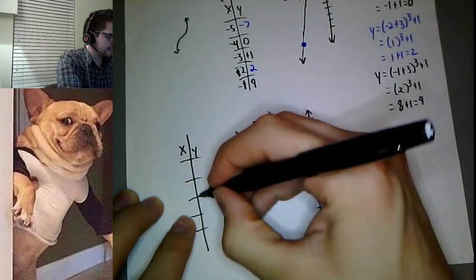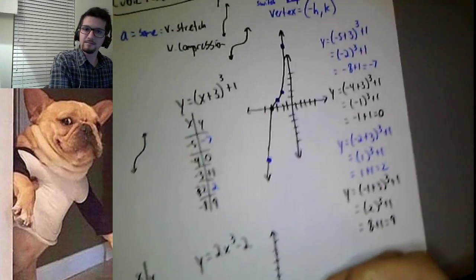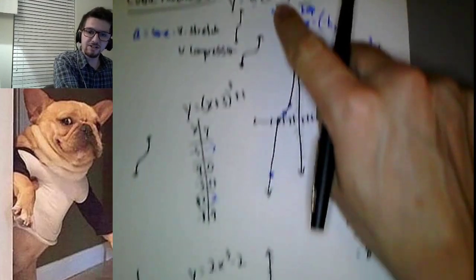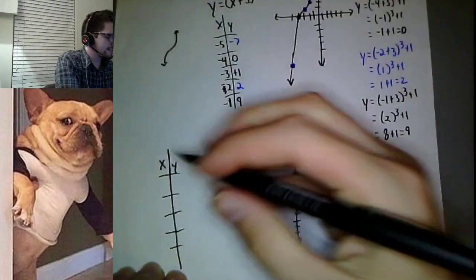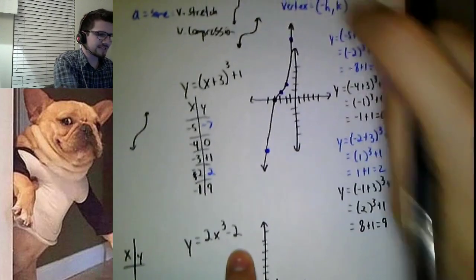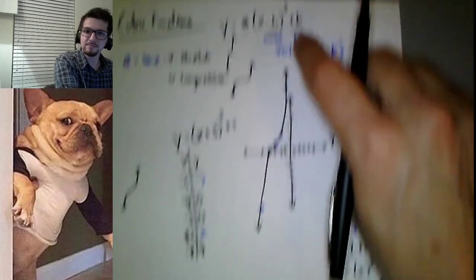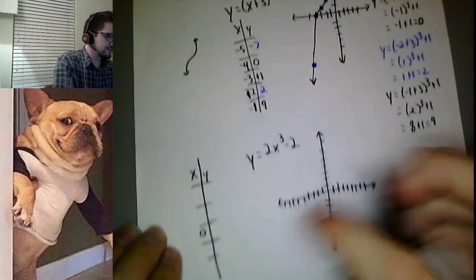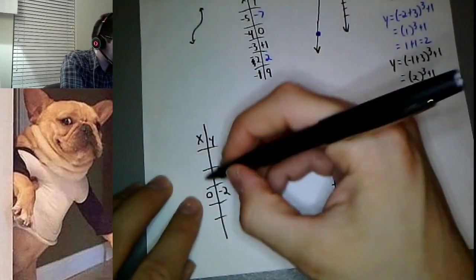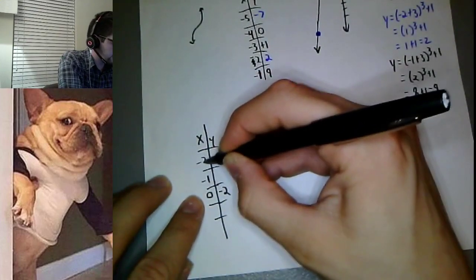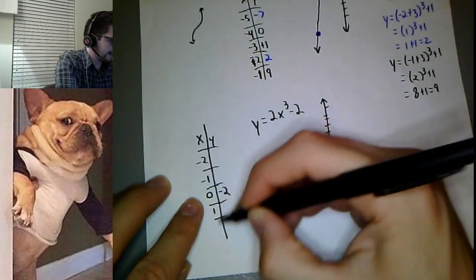What is my vertex going to be? It's the opposite of h. Do I have parentheses? No. So do I have an h? No. So what does that mean? It's 0. You keep the sign of k. My k is negative 2, so you keep negative 2. I move down 1, down 2, then I add 1, and I add 2.